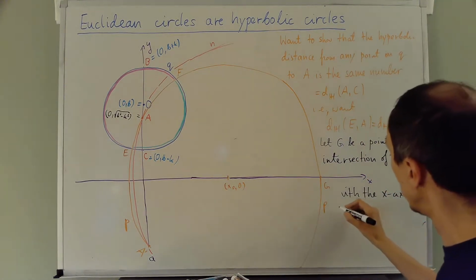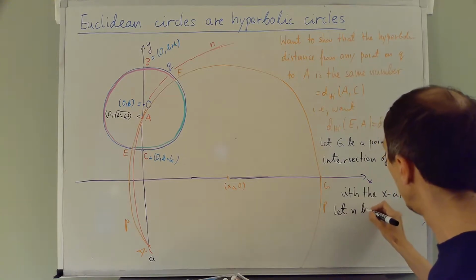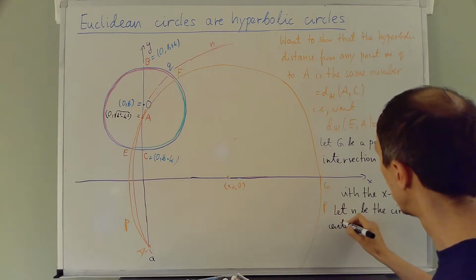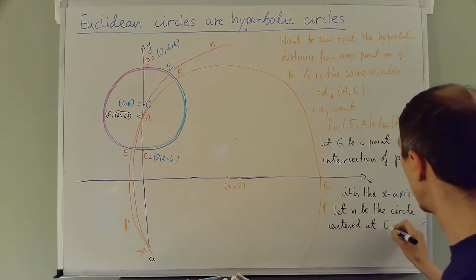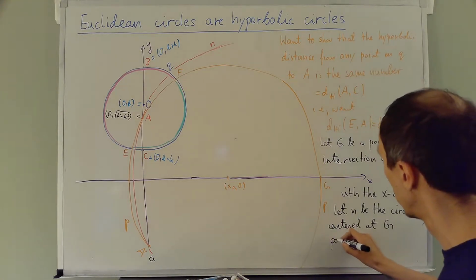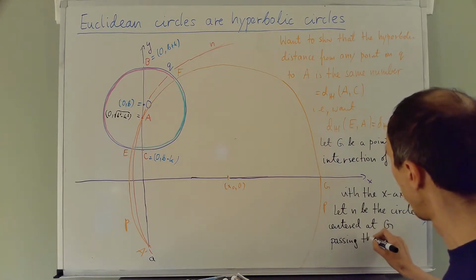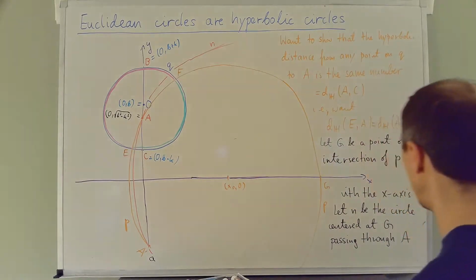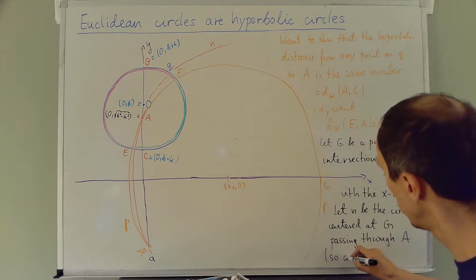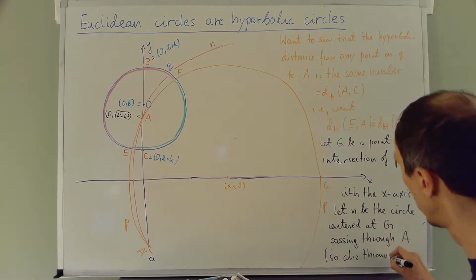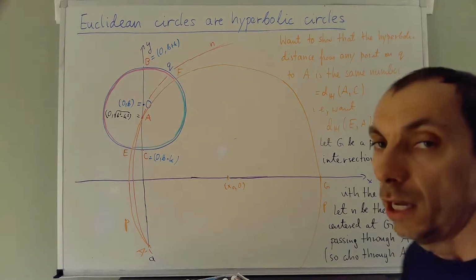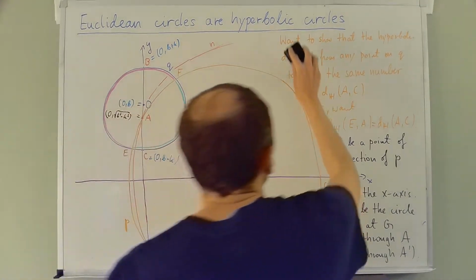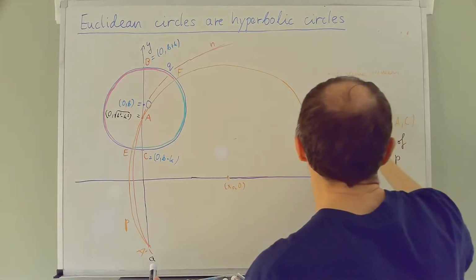Okay, and then I'm defining N, so let N be the circle centered at G passing through A. Well, but it's centered on the x-axis, so if it passes through A, it also passes through A prime. So also through A prime. And I'm going to be considering the inversion with respect to that circle N. Yes, yet another inversion.